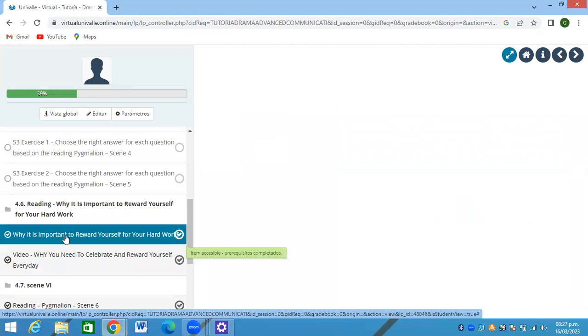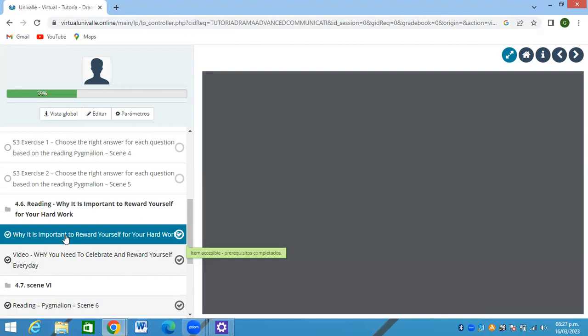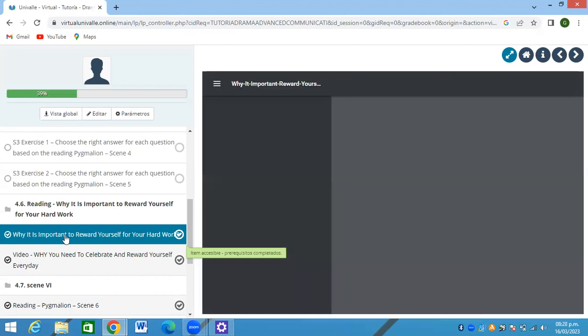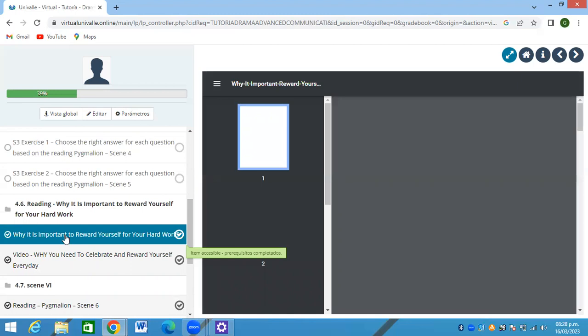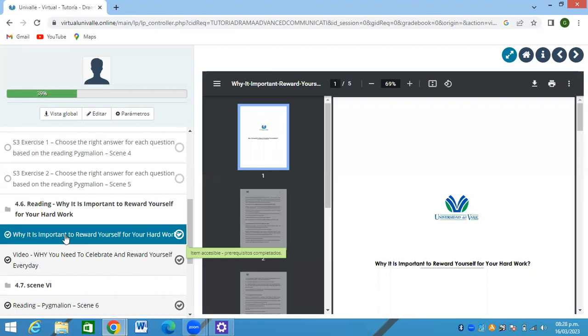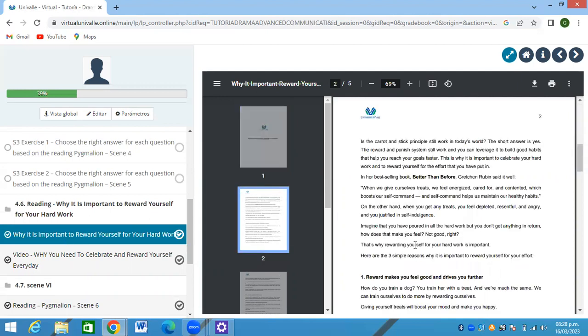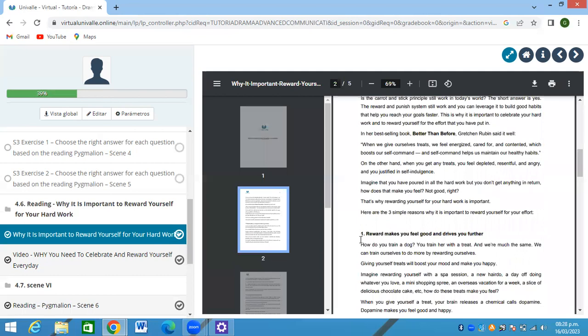Okay, let's see. We're going to continue with this. It's almost at the end, and we have some important things that we need to take into account. Why do you think it's so important to reward yourself for your hard work? Here it mentions 3 simple reasons. One is that a reward makes you feel good and drives you farther. What do you think about that? We have an example there. It says, how do you train a dog? You train her with a treat, and we're much the same. We can train ourselves to do more by rewarding ourselves.